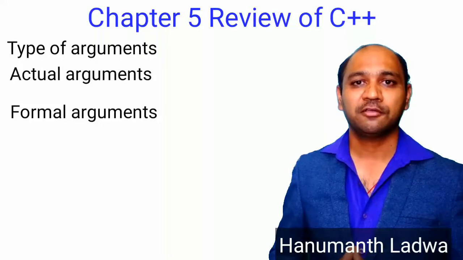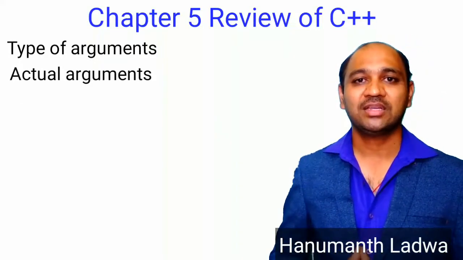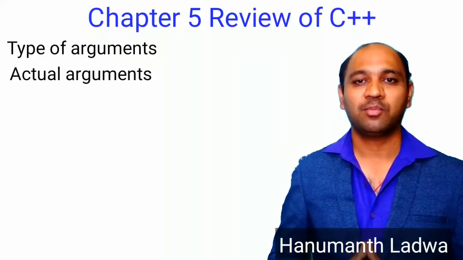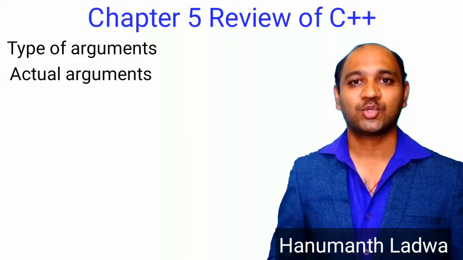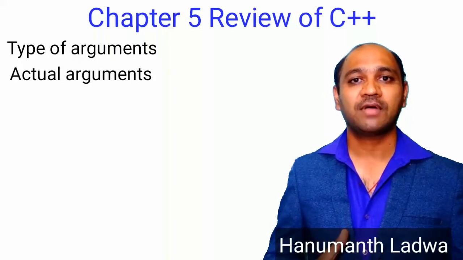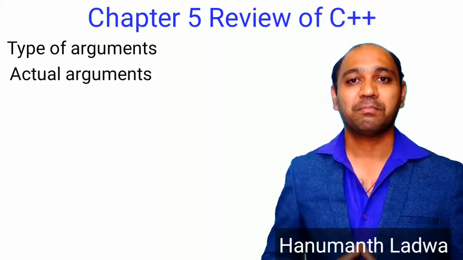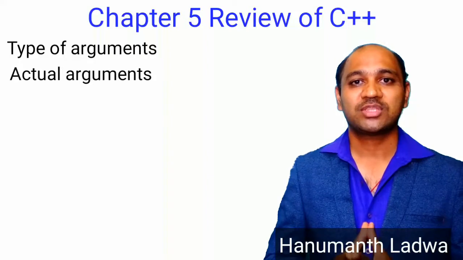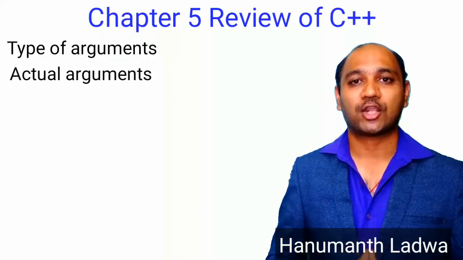So let us continue with the first one, that is actual arguments. So actual arguments are the variables which will be passed by the user through keyboard which holds the actual value, hence the name actual arguments. And these variables are passed from calling function to called function. The variables which are declared in a main function or the variables which are passed in a function call are called as the actual arguments.